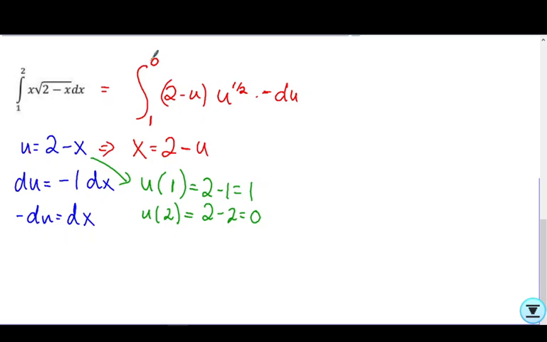Now, if you notice our limits are backwards, so it's going from 1 to 0, it's supposed to go from the lower number to the higher number. So we're going to reverse the limits, which is going to make this negative go away for us. So we end up from 0 to 1, and then distribute in your u. So you get 2u to the 1/2 minus u to the 3/2 du. Okay, so I did a couple steps at the same time.